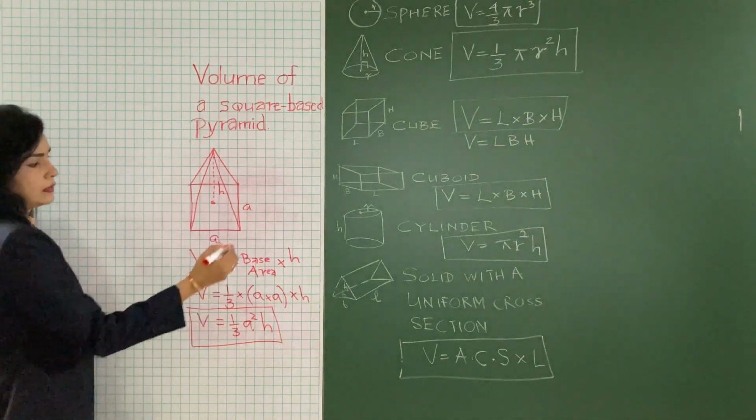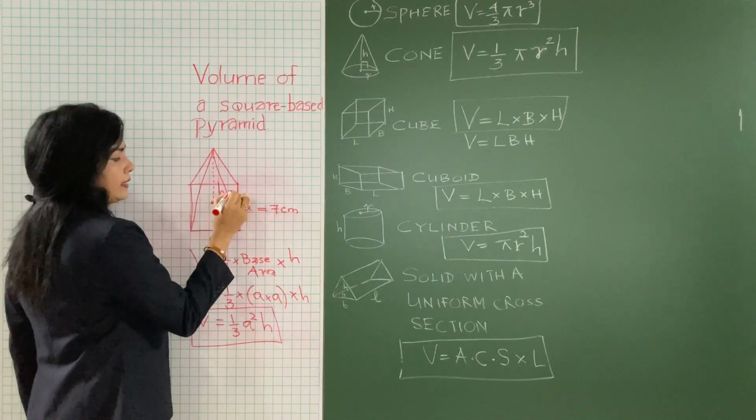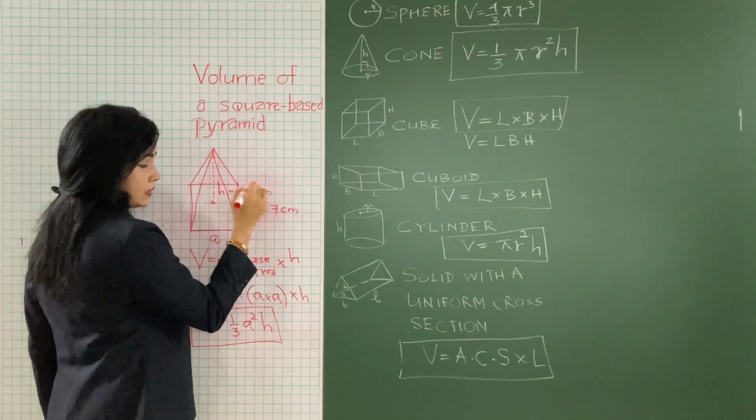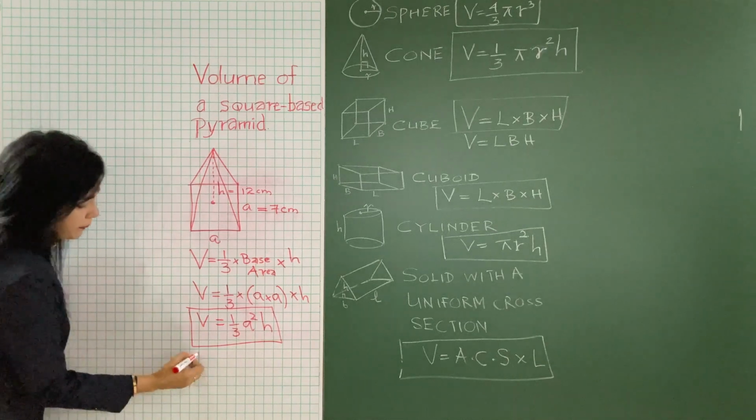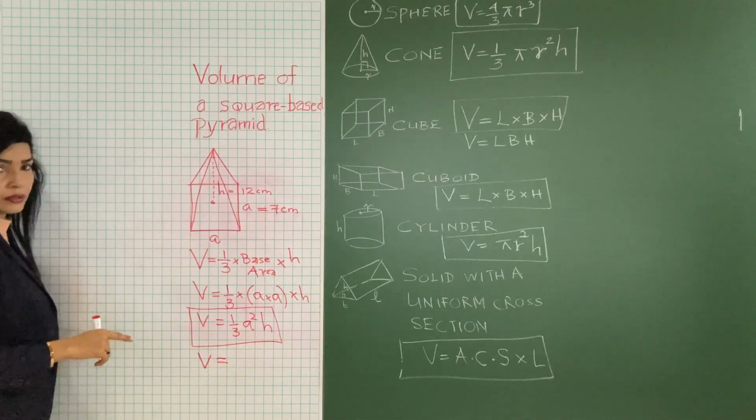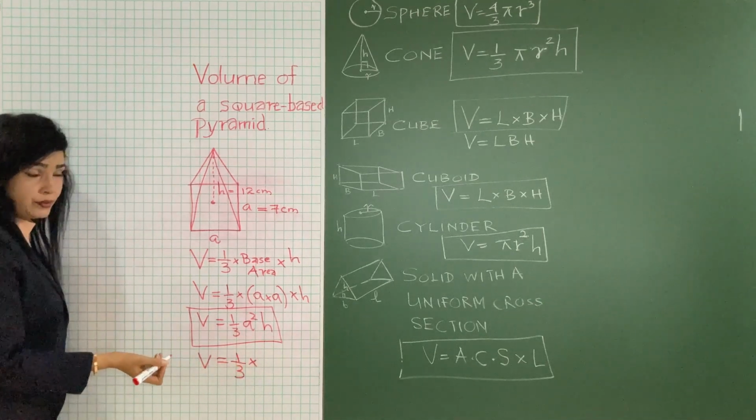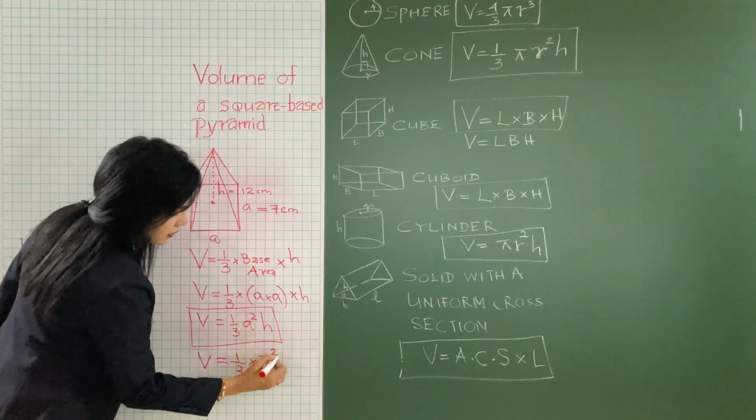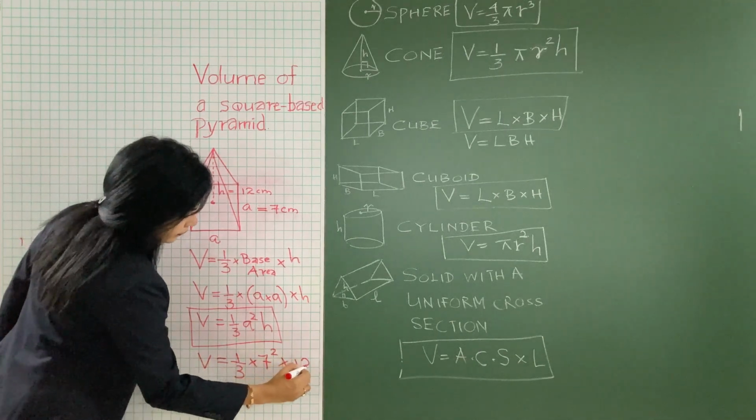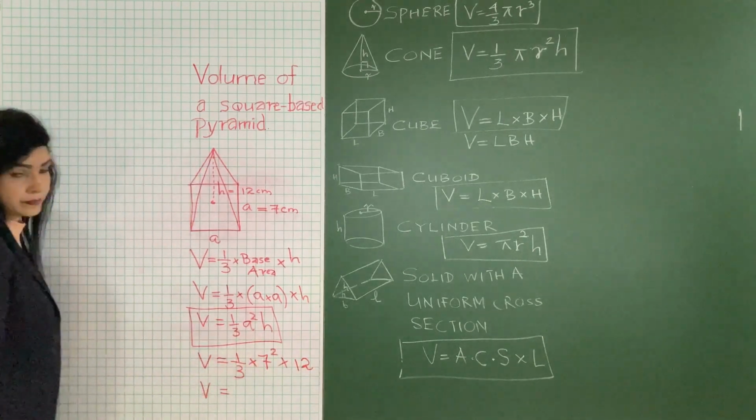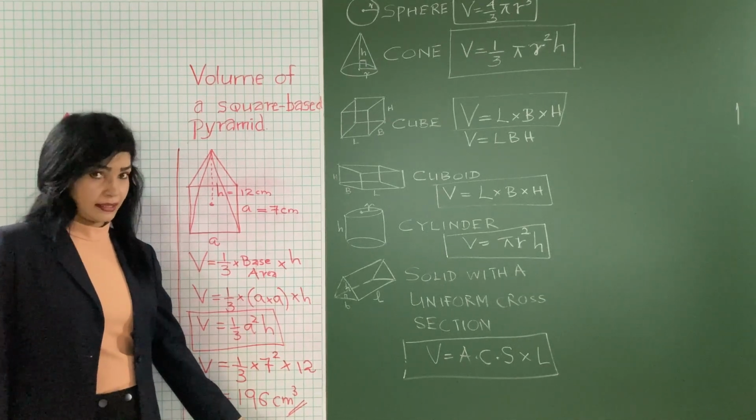So if A is equal to 7 centimeters and H is equal to 12 centimeters, this is the perpendicular height, right? So it's not the slant height. So we will apply and find out the volume of this square base pyramid. It is 1/3 into, what is the A value? A is 7, it comes as 7 square here. H is equal to 12. What is the answer now? Okay, it's 196 cubic centimeters.